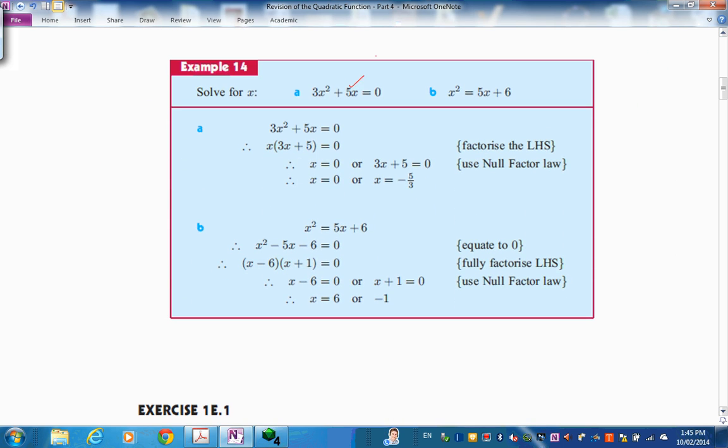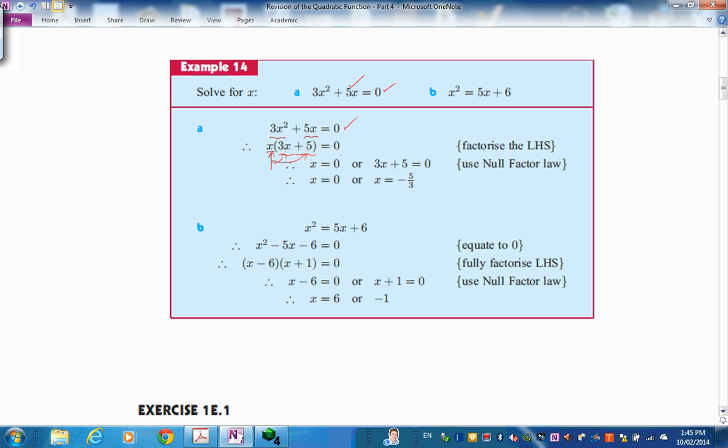3x squared plus 5x equals 0. All terms on the left and 0 on the right, that's good. Now here's a common factor. There's x's in both, so take out a common factor. What do you multiply x by to get 3x squared? It's 3x. What do you multiply x by to get 5x? It's 5. So now we have a product.